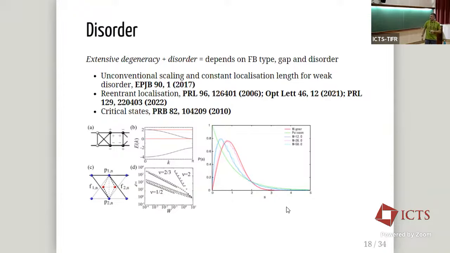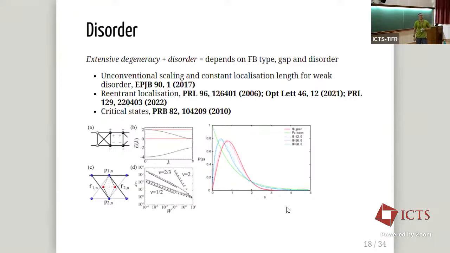This was even observed experimentally, again for the simple diamond chain. Finally, an example of critical states: you take, in this case, a checkerboard lattice with a band touching, and add a bit of disorder. What was claimed by Pragya Shukla and John Chalker is that you get critical states. So this already shows that there are a lot of different phenomena occurring in the presence of disorder.